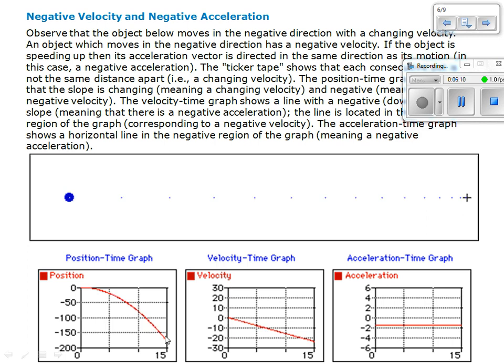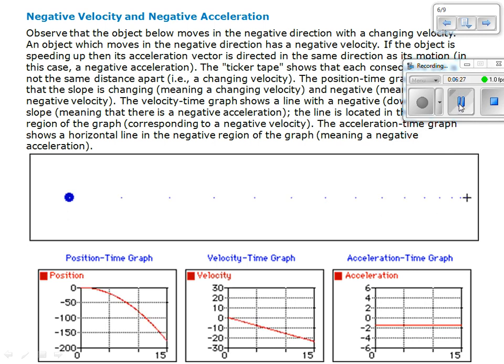The velocity starts at 0 because it's at rest, right? And it's going faster and faster and faster, but negatively faster, so it has to go down into that negative territory. And because it's accelerating at a constant rate, and because it's negative, it's flat, and it's in the negative region.